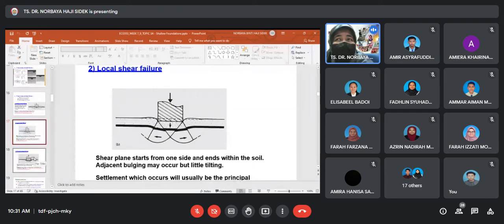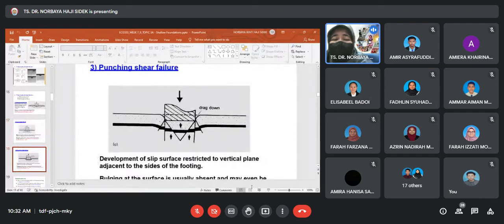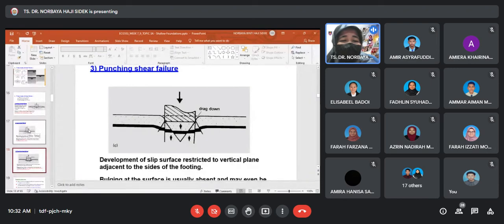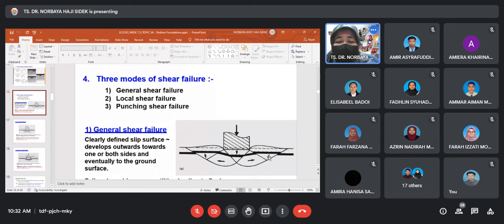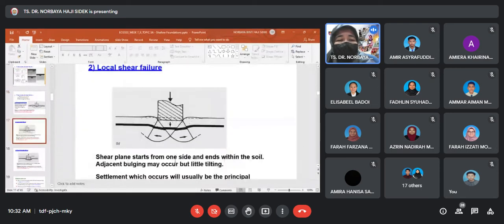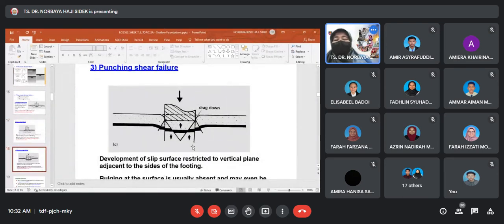And then for the punching shear failure, you may see that the arrow is a downward arrow here. If you're referring to the previous slide, they have the arrow for the right side and the left side here. For the first one also, we have the left side, right side, and also the downward. But for this one, local, we only have it within the soil, not until this layer. And for the last one, we only have the downward. We do not have the left and right side.